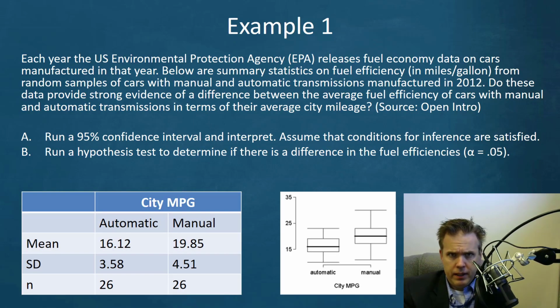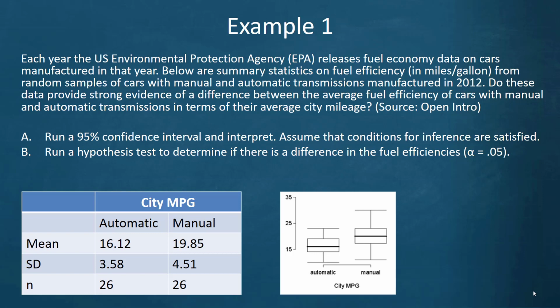Okay, we're going to look at 3 examples. We're going to run a confidence interval and do a hypothesis test on each one of these. So each year, the U.S. Environmental Protection Agency releases fuel economy data on cars manufactured in that year. Below are summary statistics on fuel efficiency in miles per gallon from random samples of cars with manual and automatic transmission manufactured in 2012. Do these data provide strong evidence of a difference between the average fuel efficiency of cars with manual and automatic transmissions in terms of their average city mileage?